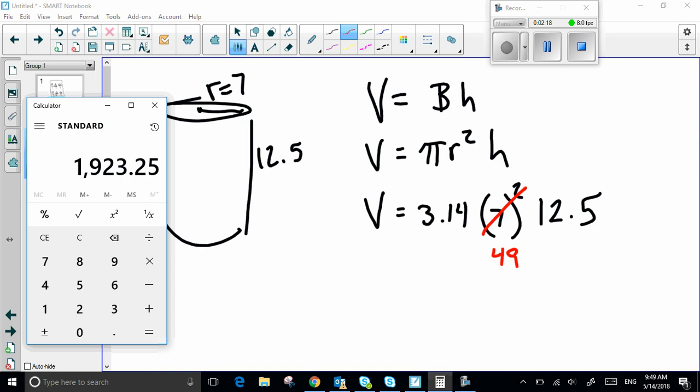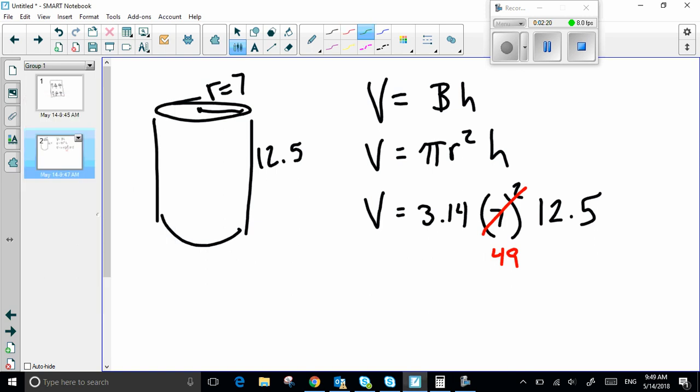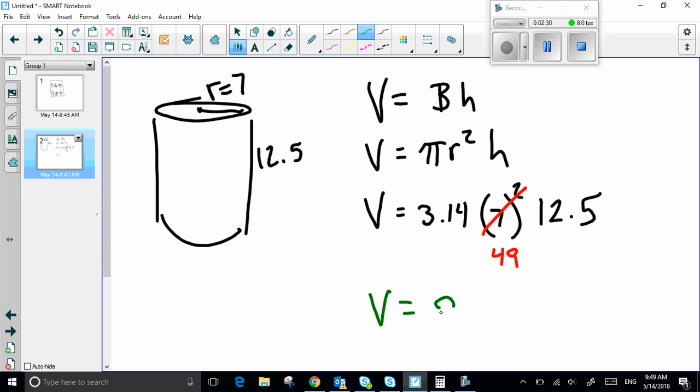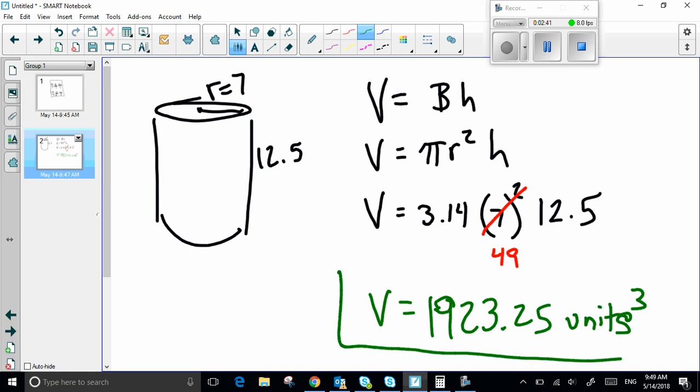And what does that equal? The volume here is 1,923.25, and that should be in units to the third power, or cubic units. Okay. Now let's move on to the next one.